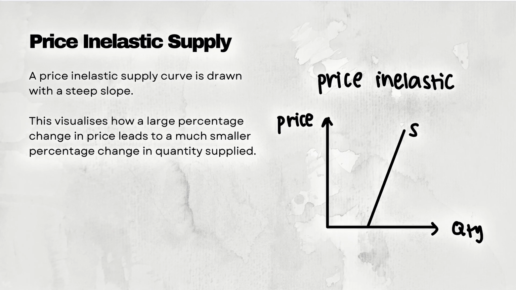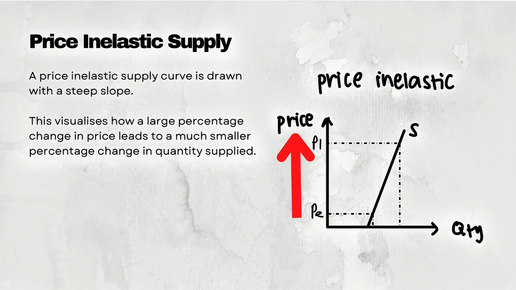And in the case for price inelastic supply, this is when the curve is drawn with a steep slope. So if we increase the price from PE to P1 again, and as you can see, this is a significant increase in price, you can see that the percentage change in quantity supplied is not as dramatic, which you can see from QE to Q1.